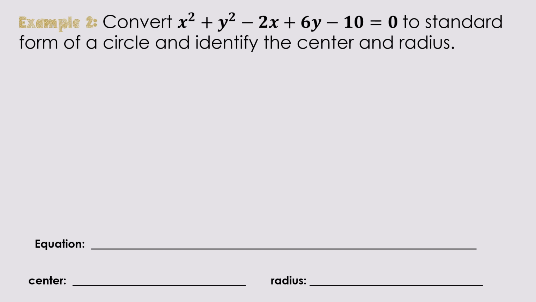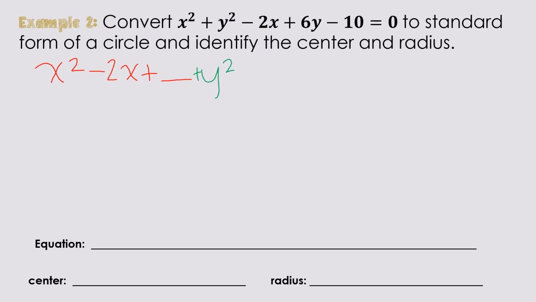Again, the first step is all about rearranging. Let's get our x's together. Our x's and y's are all on the same side, so you're not going to have to change any signs. You just need to regroup and reorder them. So let's put our x's together. We've got x squared minus 2x. Remember to leave that space. Now let's put our y's together.